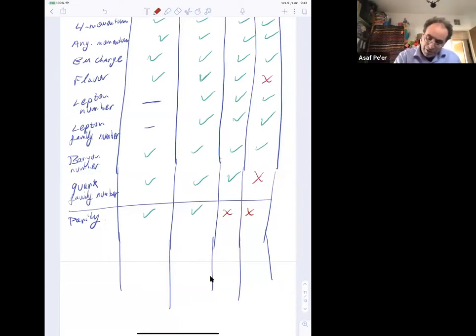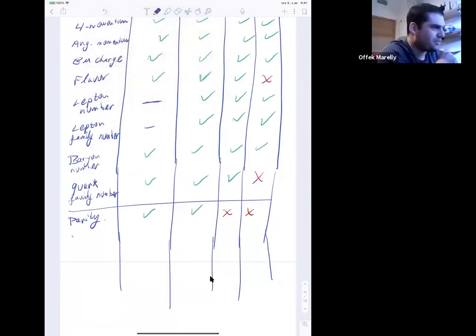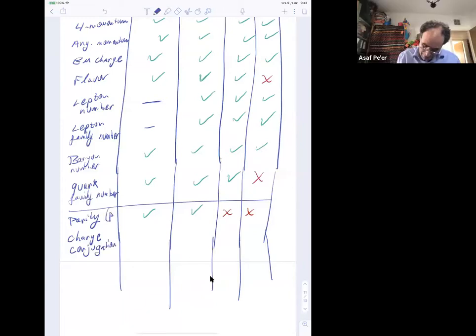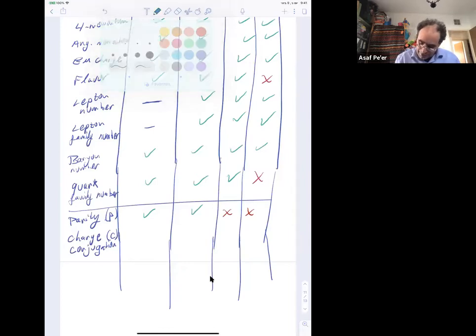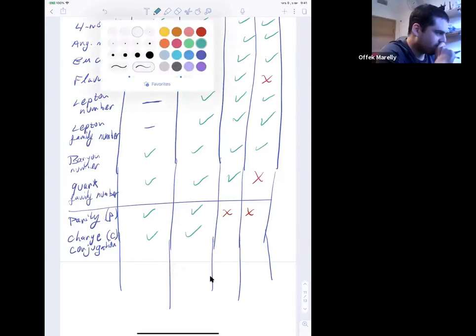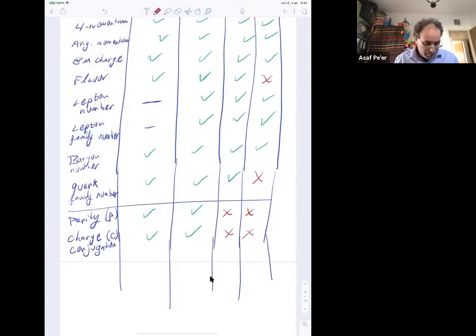What about the charge conjugation? Same thing, very good. Conjugation. This is the P, this is the C. So the strong and the electromagnetic conserve them, but the weak one does not.